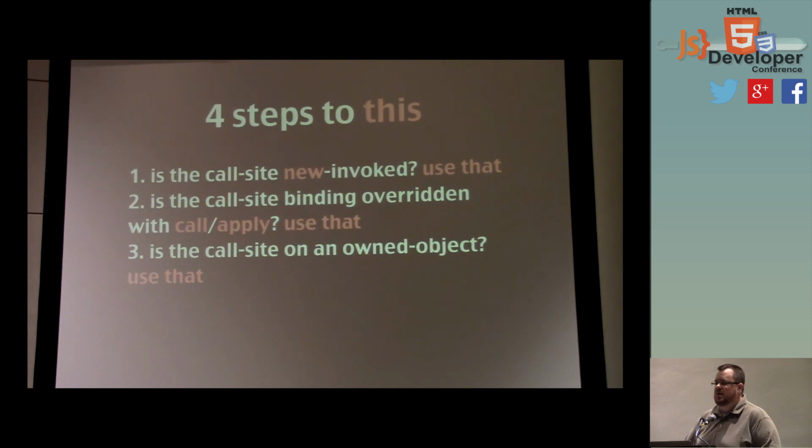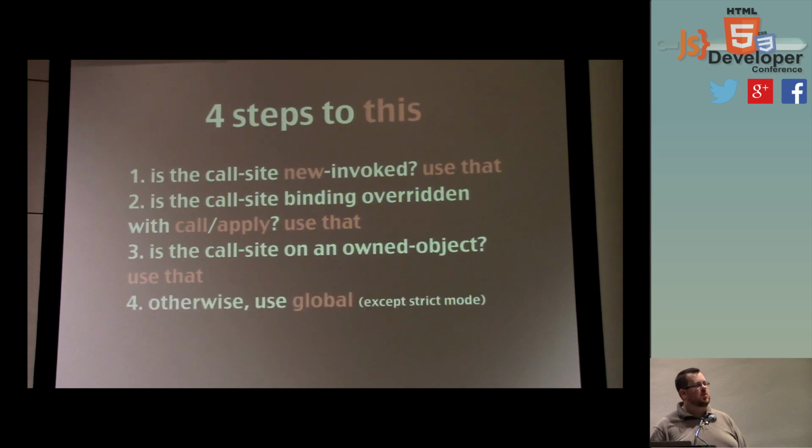That's like when you do something like a.foo and call a.foo. There's an owning or containing object context at the call site. And if none of the other two rules have applied, the third rule is: was there an owning or containing object? If so, use that object for the this keyword. Finally, when we're not in strict mode, if none of those rules have applied, default to the global object. If you're in strict mode, by the way, it just defaults to undefined.